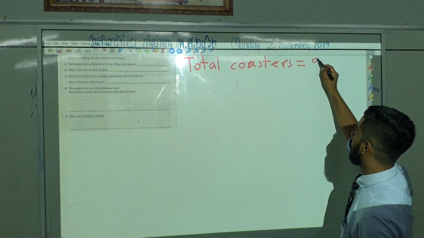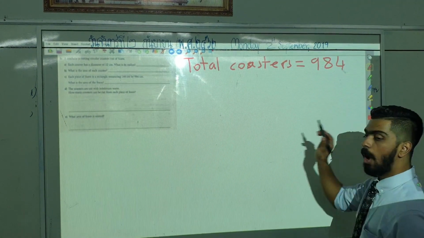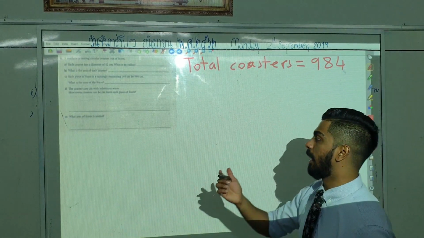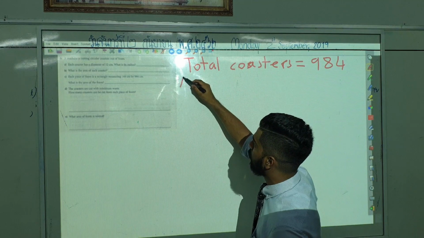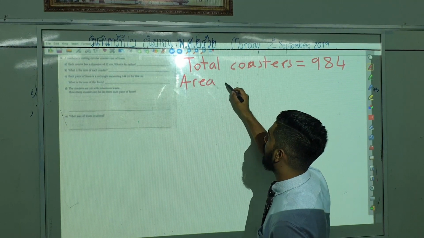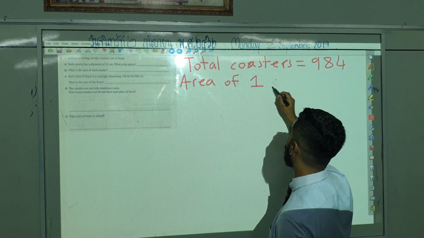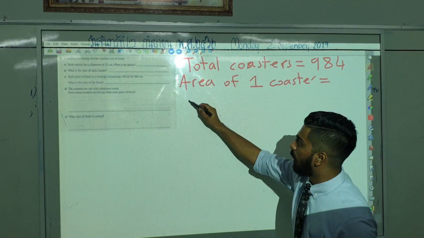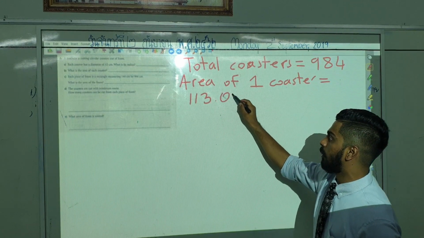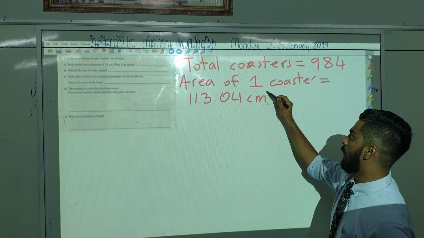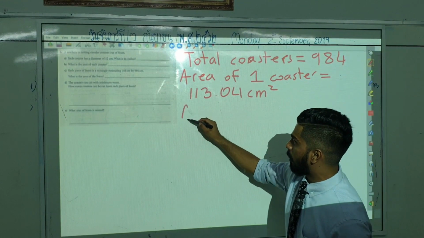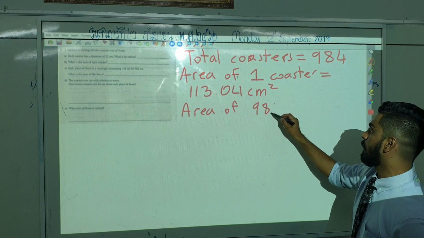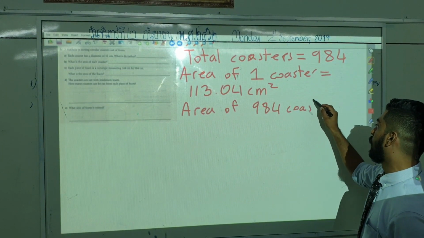984. Now, what shape is each coaster? Round. It's circle or round, right? So, what is the area of one coaster? Area of the coaster is 113.04 cm square. Very good. So, what is the area of 984 coasters? What do we do?